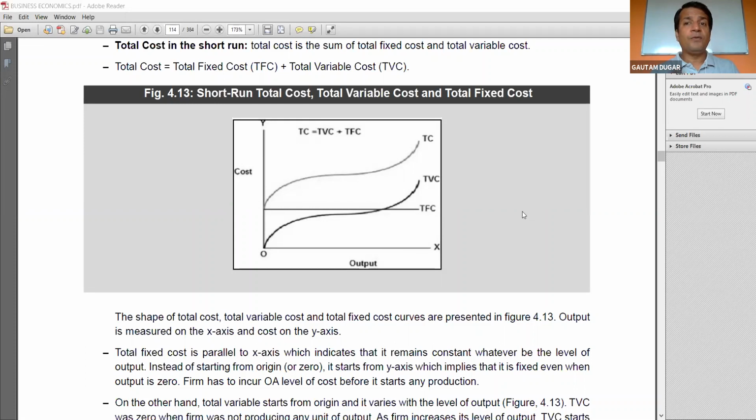Because of the presence of total fixed cost, the gap between TC and TVC is constant all throughout. You got the point what I said? These portions you have to read and understand properly from the study material. That's very important.